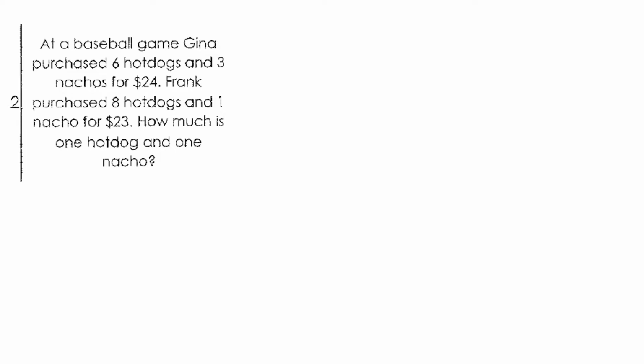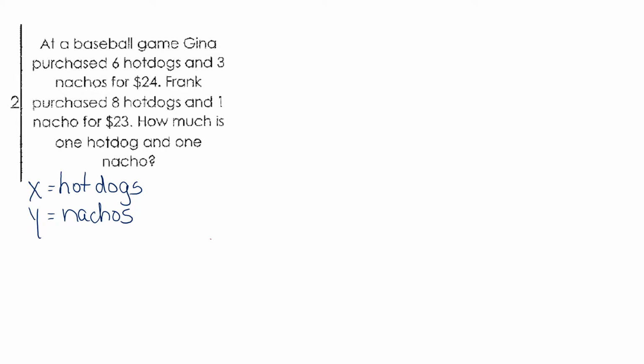So we're going to start with labeling our variables. We're going to use the variables X and Y. You can use others, I just choose to stay consistent with the same variables. Those are for your unknowns. So X will represent our hot dogs, and Y is going to be for our nachos.